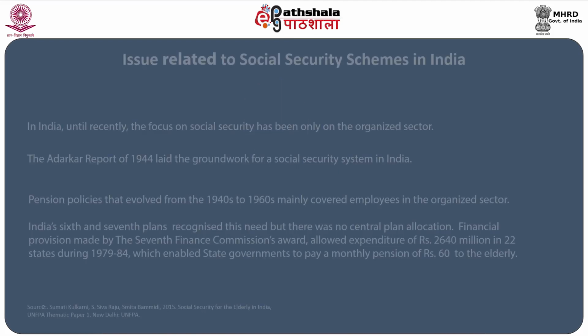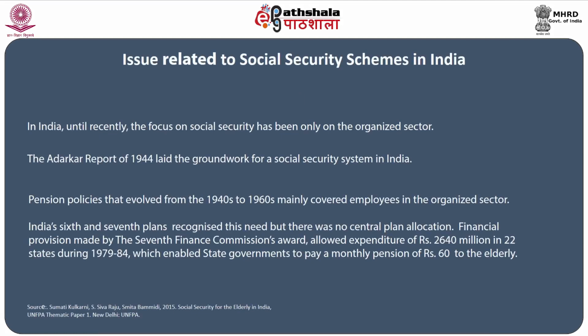Now, as a summary, after listening to various social security schemes that are carried out by various governments in India, we need to know that in India until recently, the focus on social security has been only on the organized sector. The Aadhaar Card report in 1944 laid the groundwork for a social security system in India. Pension policies that evolved from the 1940s to 60s cover mainly employees in the organized sector. However, during the 6th and 7th plans, India recognized this need, but there was no central plan allocation.